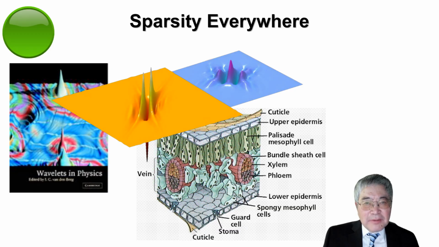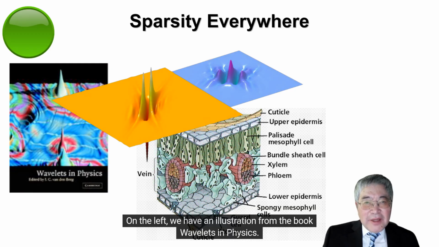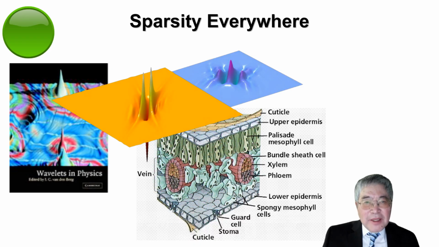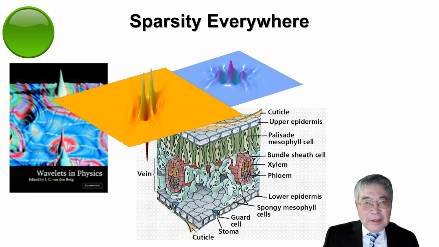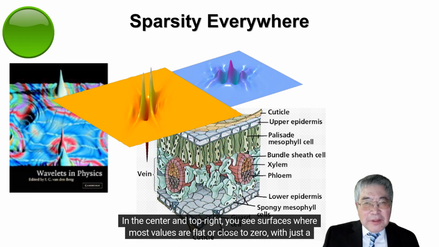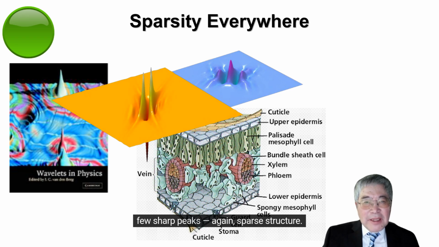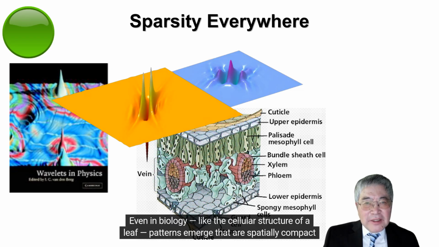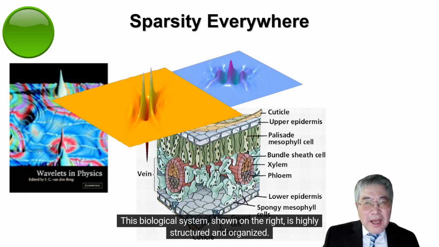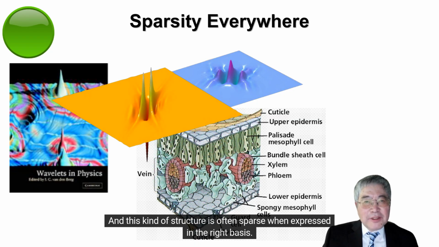This is sparsity. On the left, we have an illustration from the book Wavelets in Physics. It shows how signals in physics often exhibit localized spikes, sparse behavior. In the center and top right, you see surfaces where most values are flat or close to zero, with just a few sharp peaks, again, sparse structure. Even in biology, like the cellular structure of a leaf, patterns emerge that are spatially compact and repeated. This biological system, shown on the right, is highly structured and organized, and this kind of structure is often sparse when expressed in the right basis.